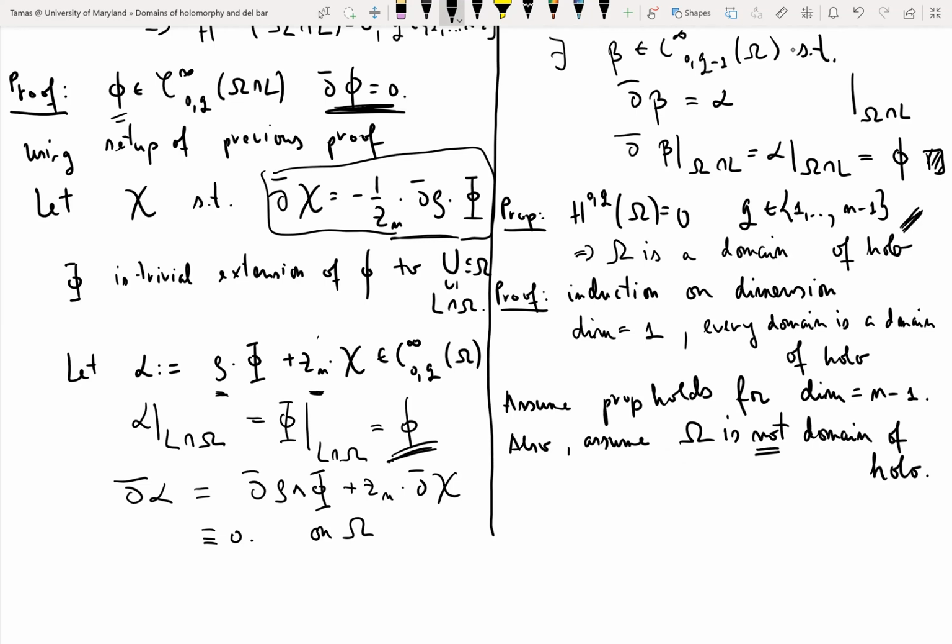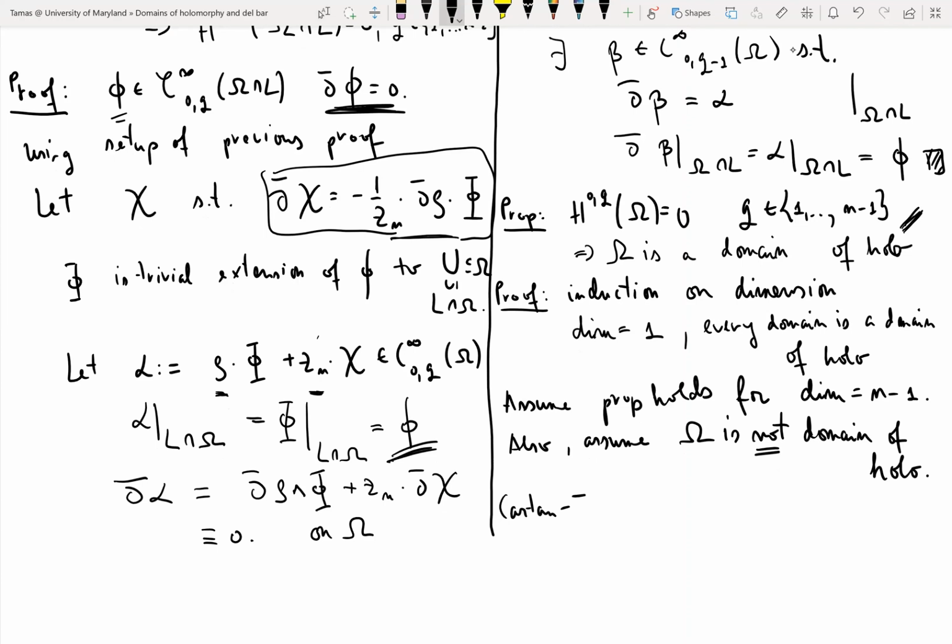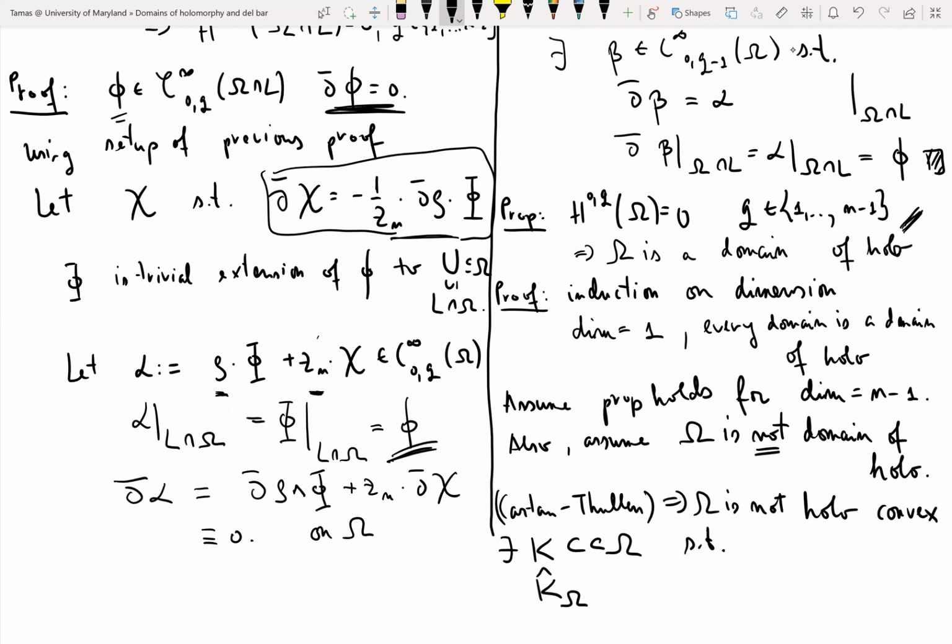Okay, so this means by Cartan-Thullen, I did a video on Cartan-Thullen in a previous video, we get that omega is not holomorphically convex. So this means that there exists a compact set K inside omega such that the analytic hull of K is not sitting compactly inside omega, i.e., it touches the boundary of omega. So there exists a point Z on the boundary of omega that intersects the closure of the analytic hull.